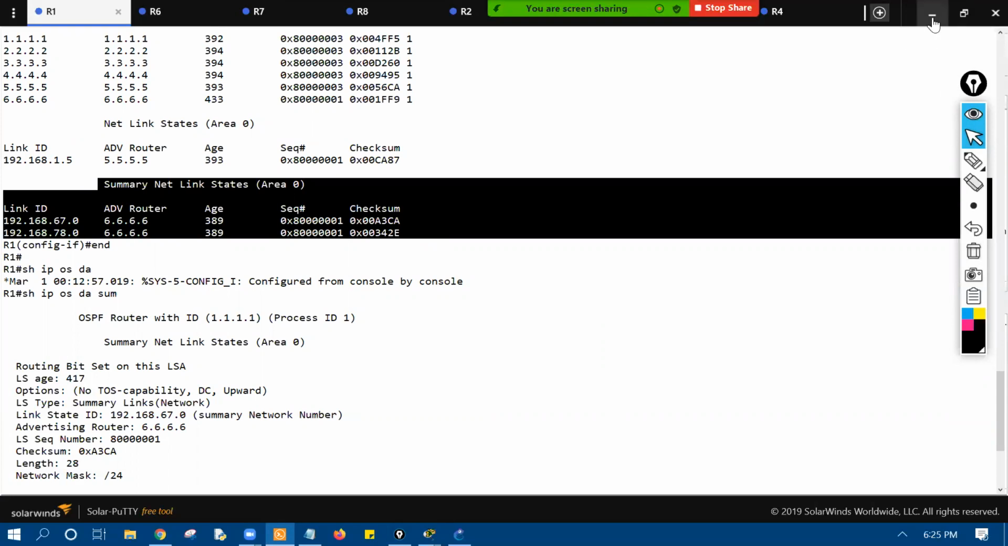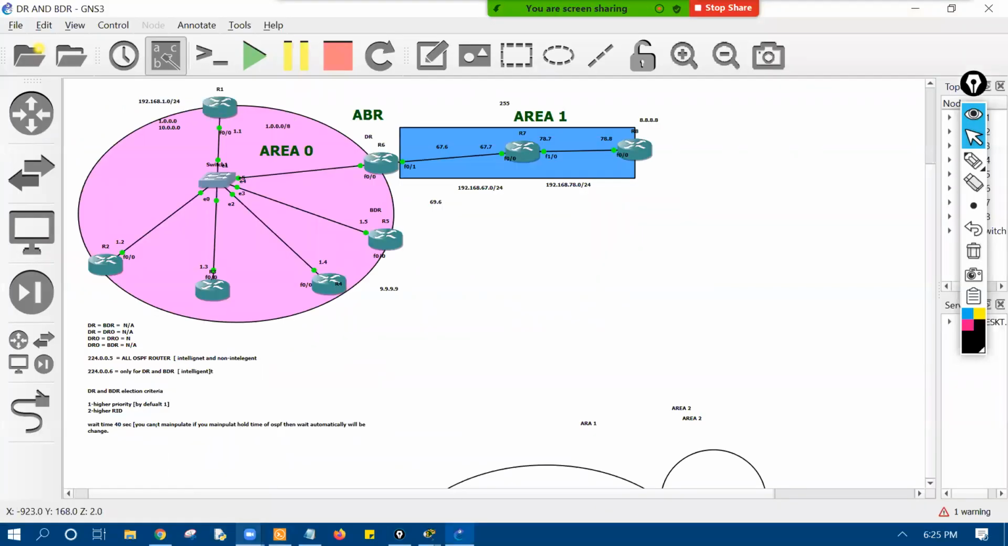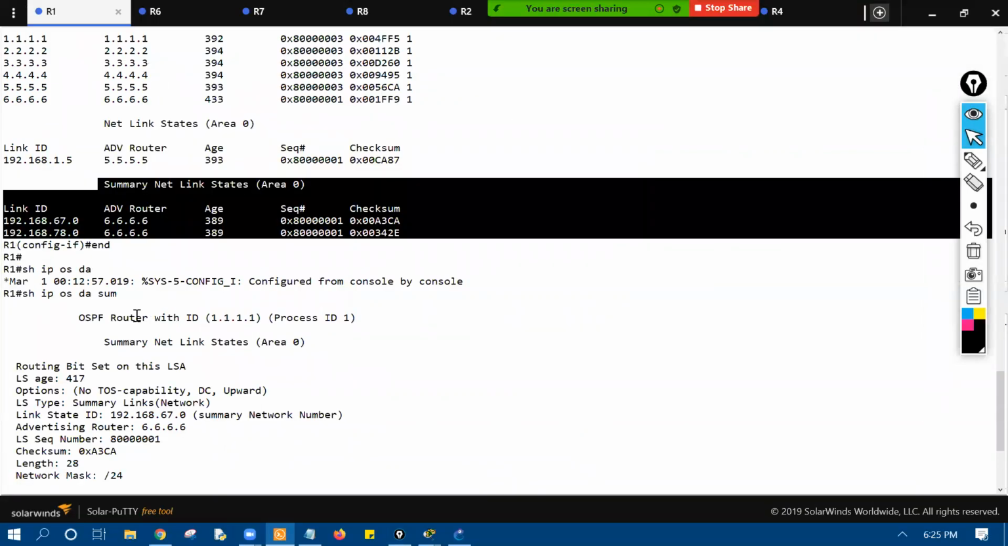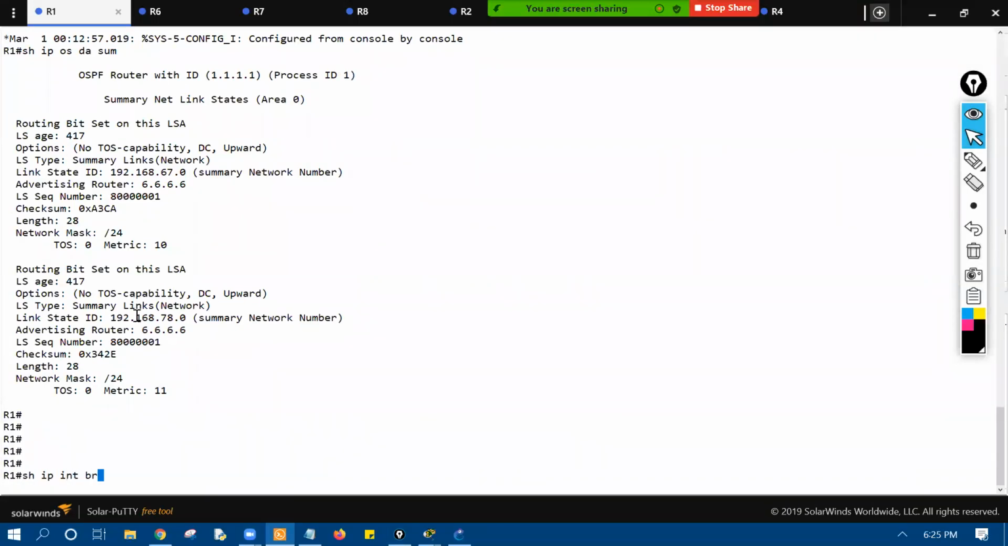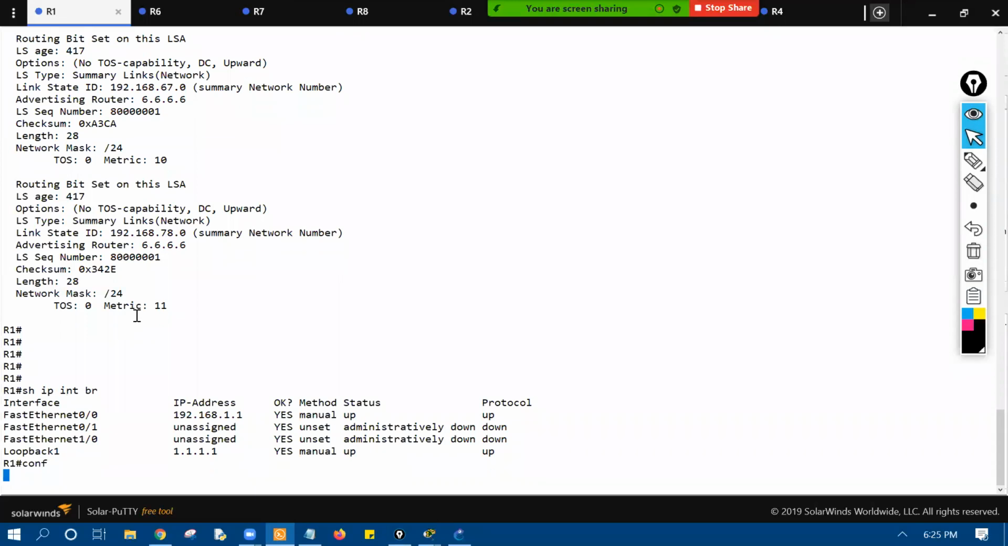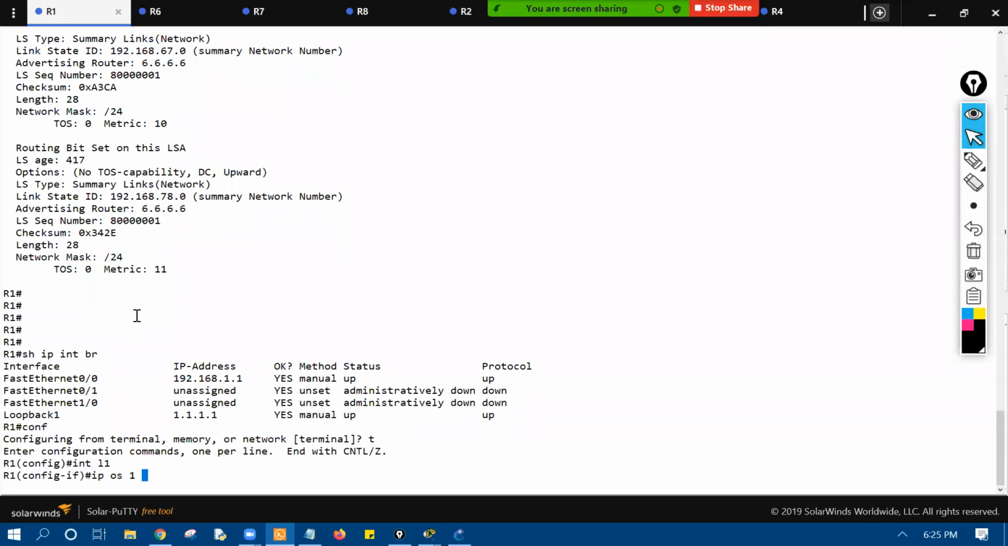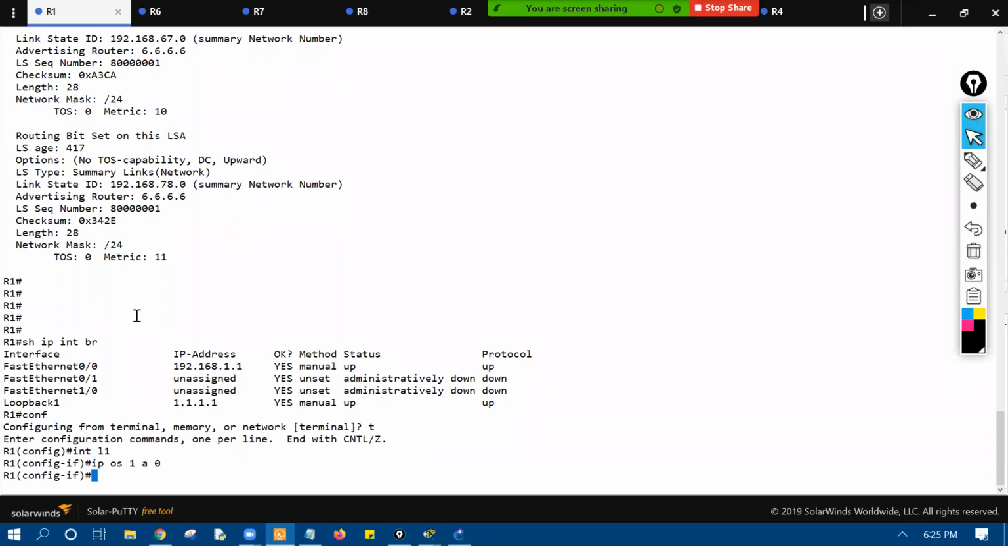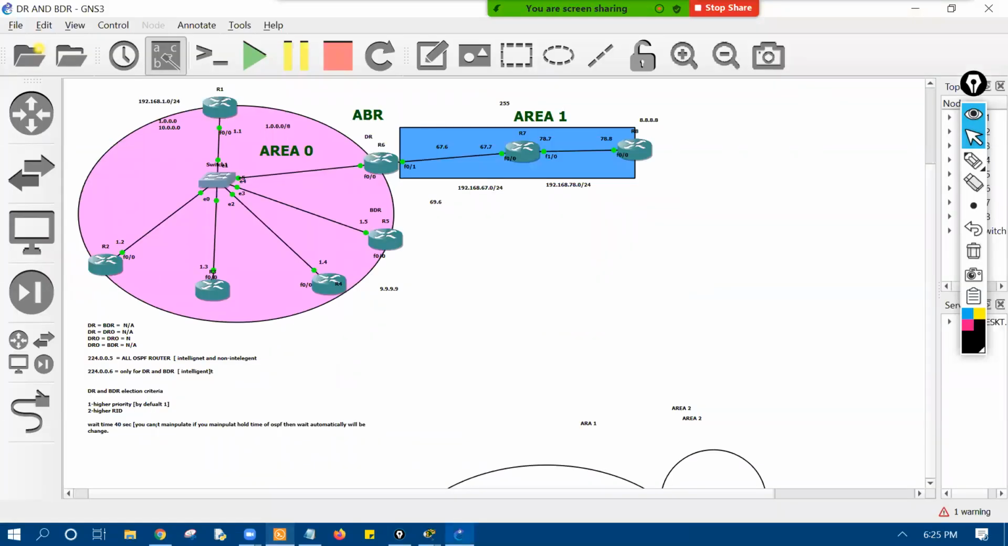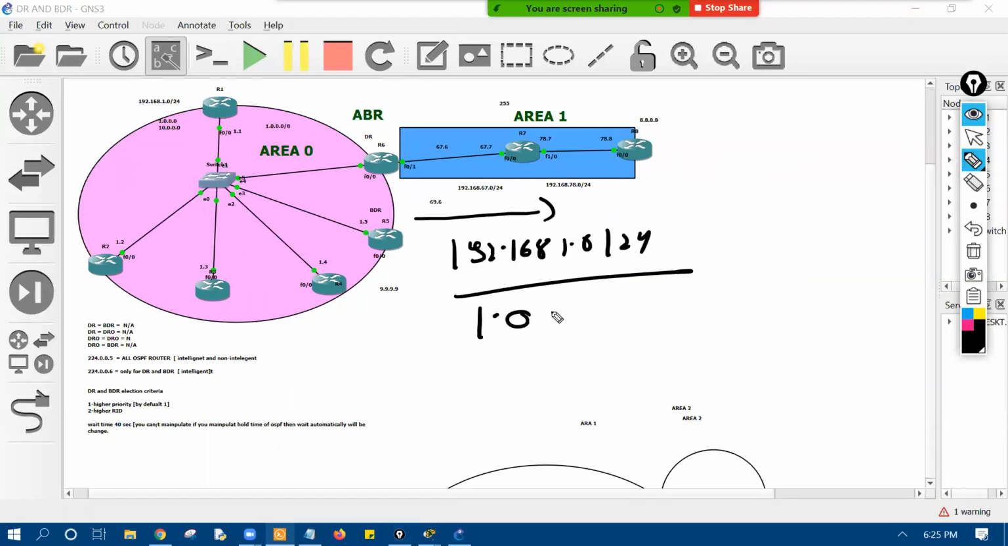Now tell me one thing. If I create a loopback, I have a loopback on the R1 router right now. Show ip interface brief. Interface loopback number 1, ip ospf area. What happened? Tell me, what is R6 going to do? Previously, R6 was advertising 192.168.1.0/24. Now it will advertise the summary 1.0.0.0/8.